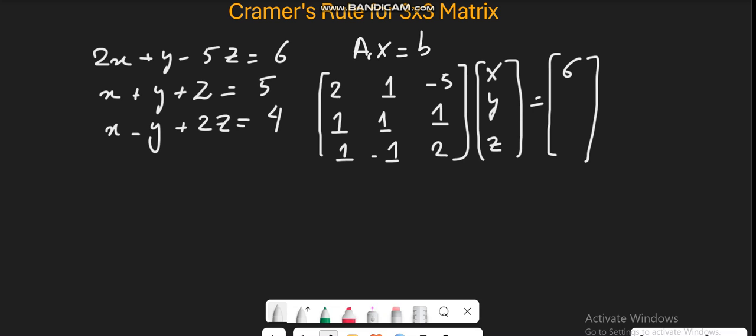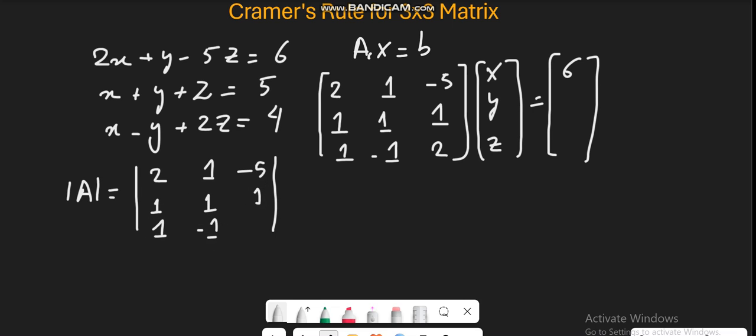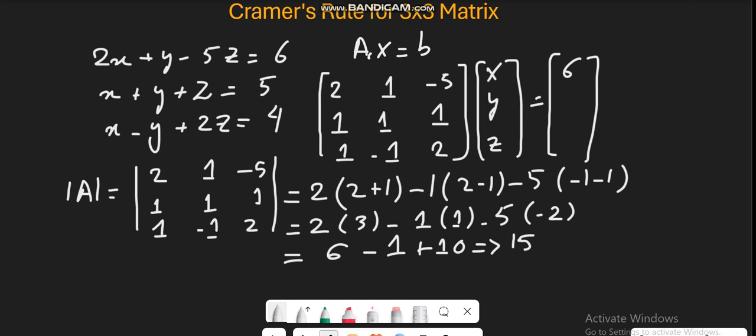The first step for applying Cramer's rule is to find the determinant of A. The determinant of A can be found quickly by writing this matrix inside the straight bars, just to indicate that this is the determinant, and we will expand it along the first row. In order to see how to find the determinant of a matrix, you can watch from the link that I will mention in the description. So you can see we have found the determinant of the matrix like that.